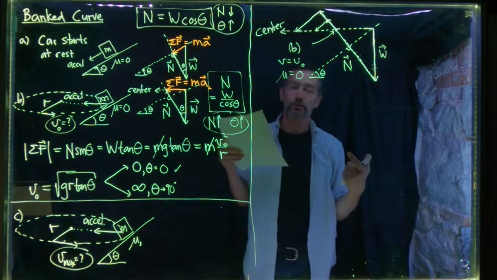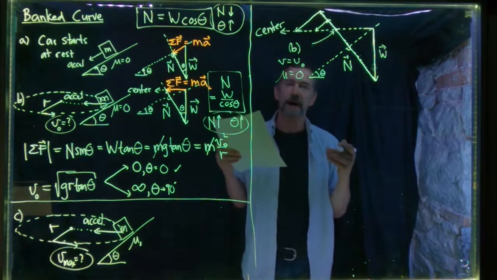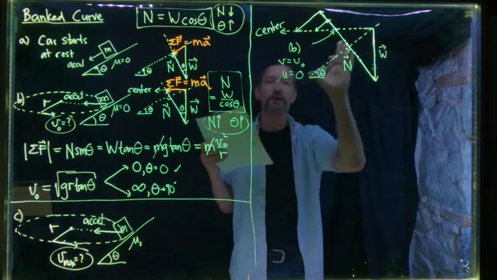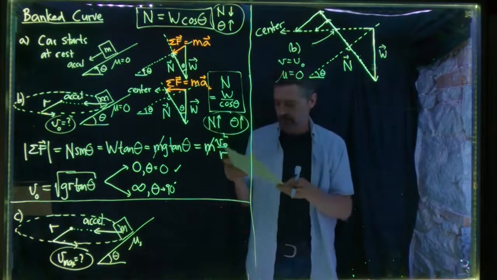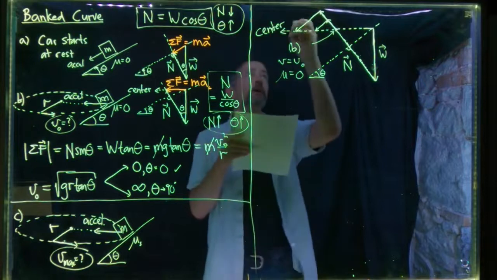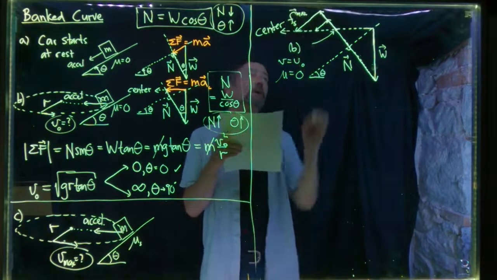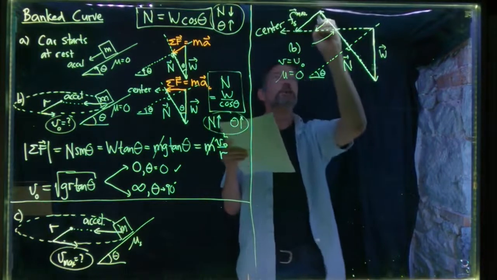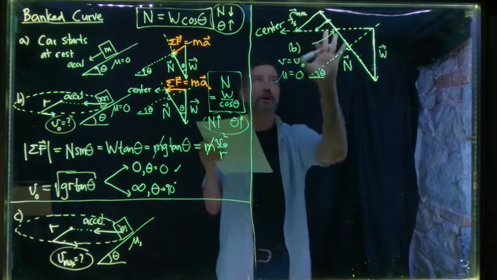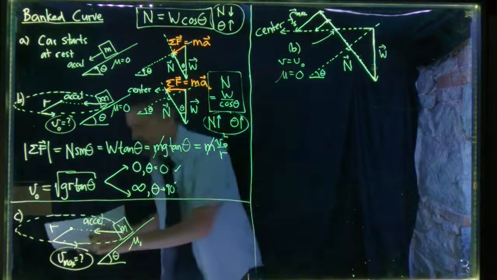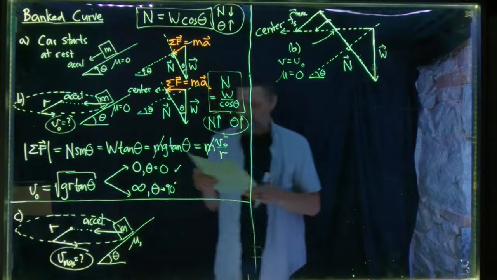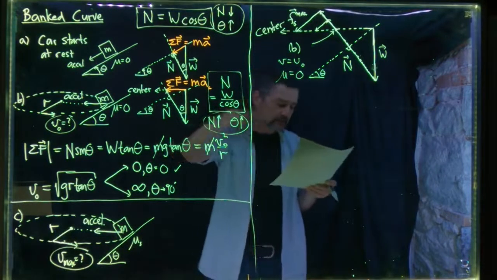Eventually you'll get to a point where you reach Fs max. And if you go any faster, then you break static friction and you start sliding up. Okay, so let's call this one Fs max. Okay, great. So we have weight plus normal plus a force of static friction, and we're right at the limit of Fs max, and that will allow us to calculate what that speed Vmax is.